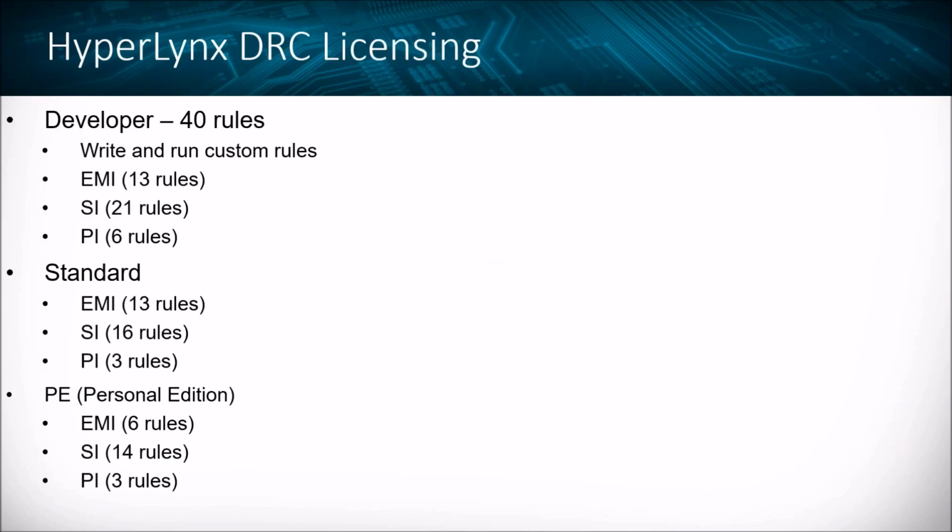So just a quick slide on the different licensing levels that we have within HyperLynx DRC. There are essentially three licensing levels, and that's going to be developer, which comes with all of the rules, so 40 rules there. It allows us to write and run those custom rules that we've been talking about. You can see the breakdown between these different licensing levels: developer, standard, and PE, or personal edition. You can see the respective number of rules in each category.